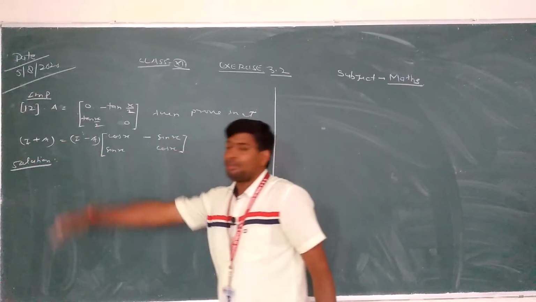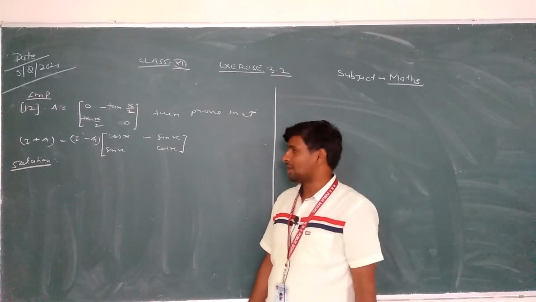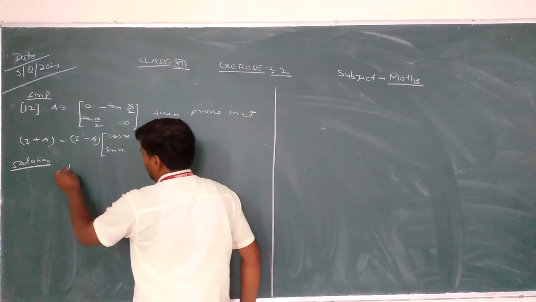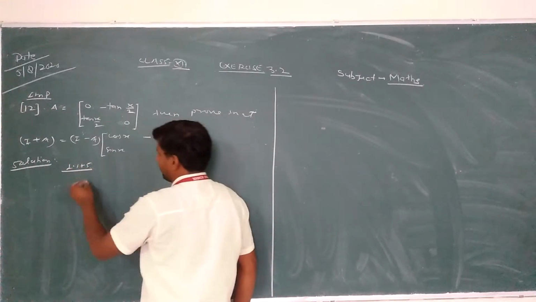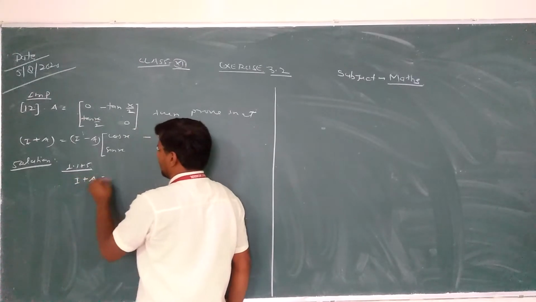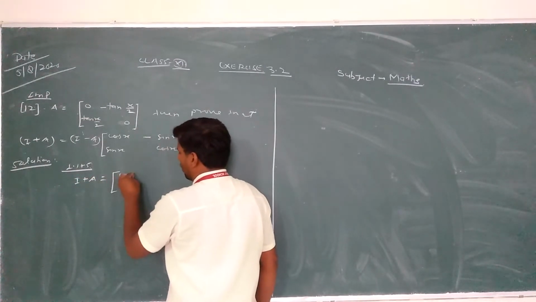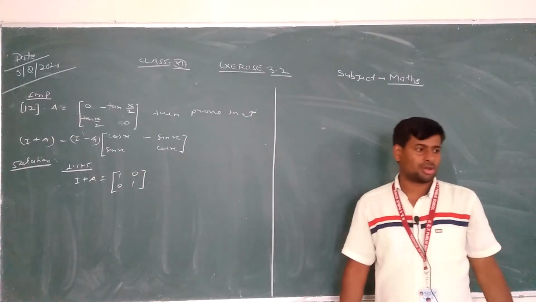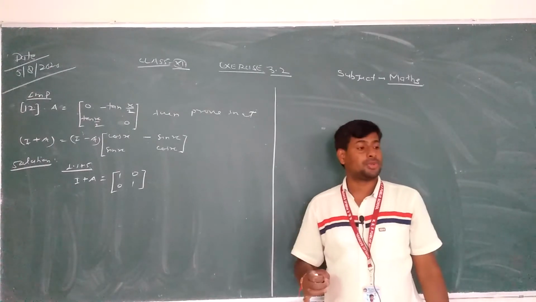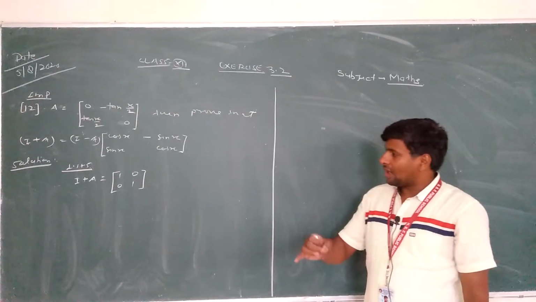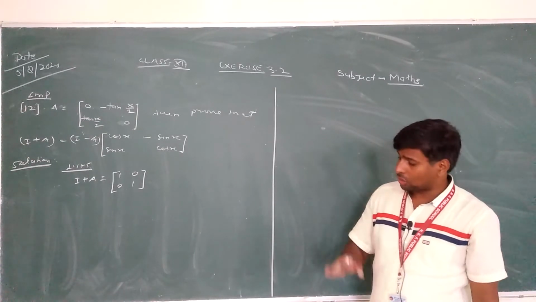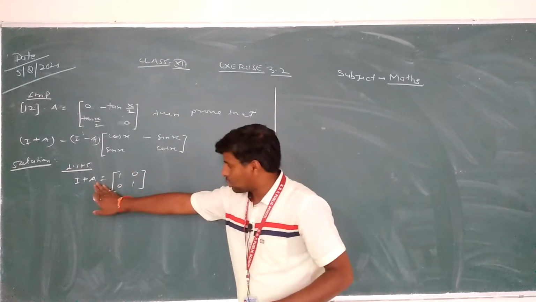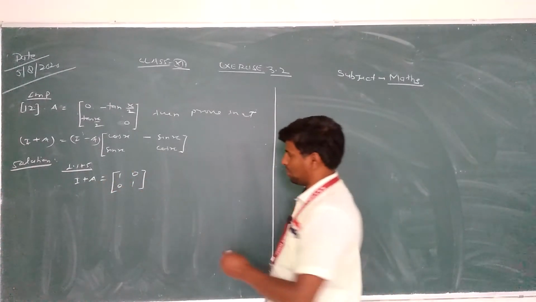So first we need to prove that I plus A equals (I minus A) times [cos x, minus sin x; sin x, cos x]. First we take the LHS. LHS is I plus A. I is [1, 0; 0, 1] because A is 2 cross 2. So I is also 2 cross 2, because you know the basic concept of addition of two matrices: two matrices can be added if their order is the same.